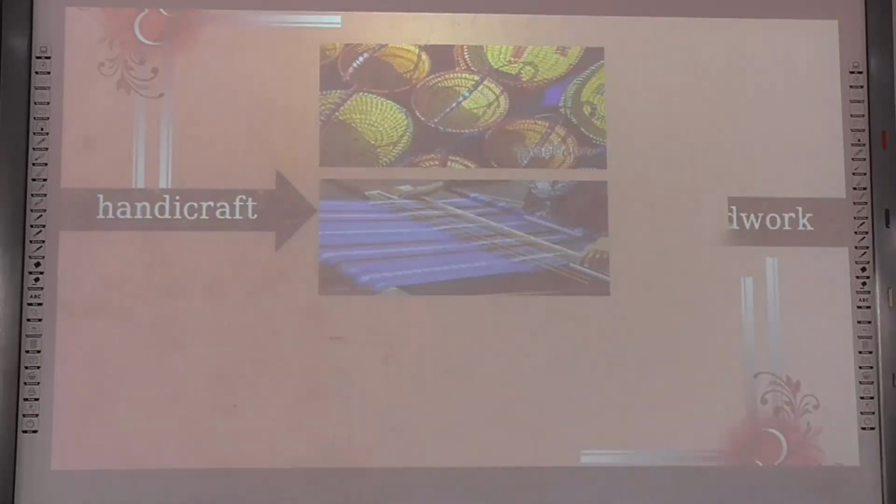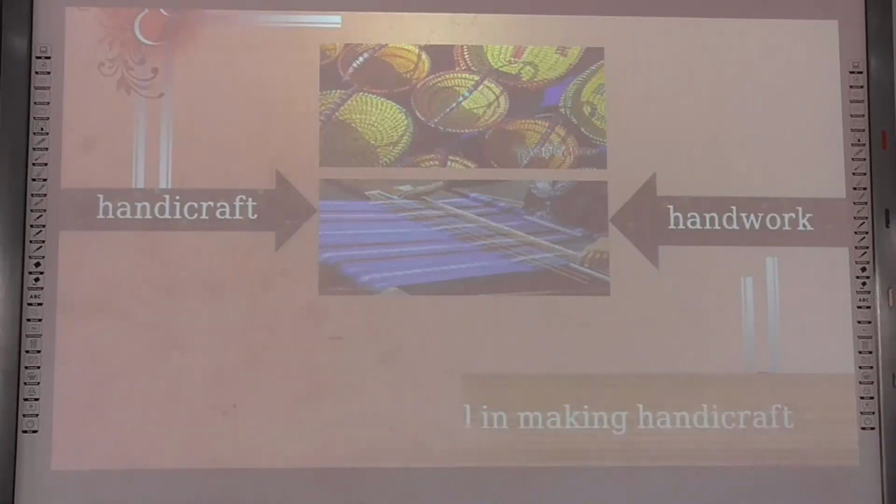Handicraft, that means handwork বা হস্তশিল্প. Shamima has a great skill in making handicraft.